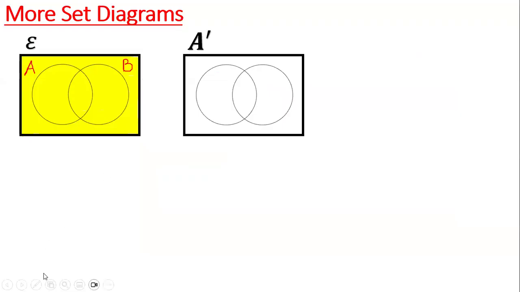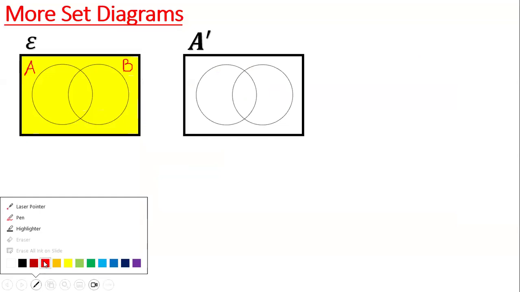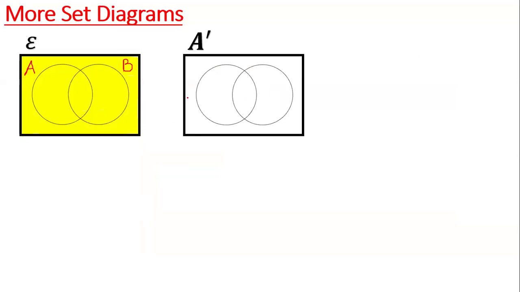A complement. Very good. Now when we say a complement, what do we mean? Everything except A. Very good. So that means that we want everything inside the universal set except for A.